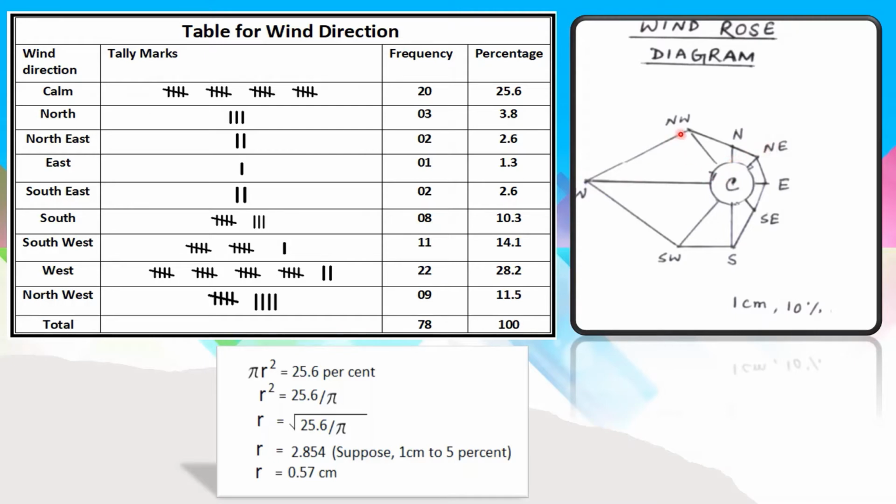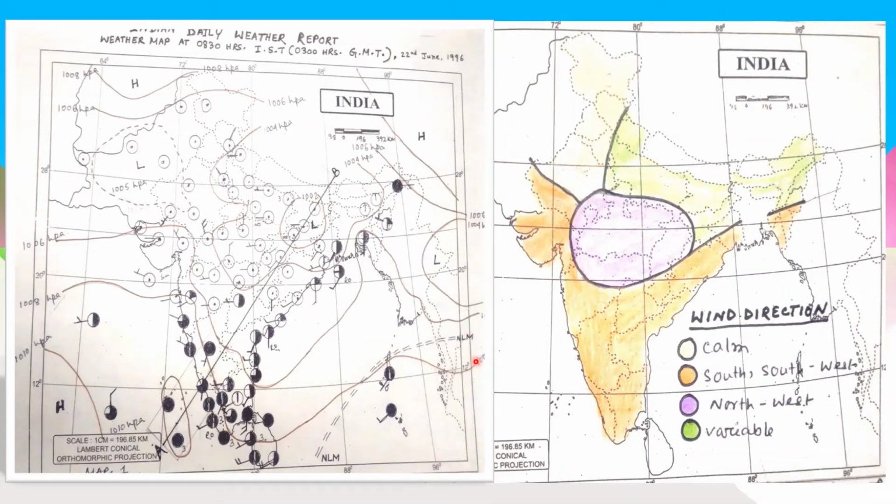After plotting all the wind directions according to their length, we join all the directional points with the scale. From the wind rose diagram, it is clear that west is the dominant wind in the present map, 28.2%, followed by southwest 14.1%, northwest wind 11.5% and southern wind 10.3%.